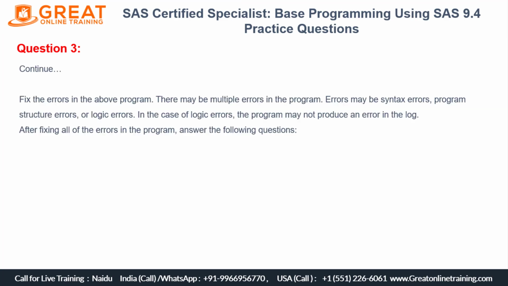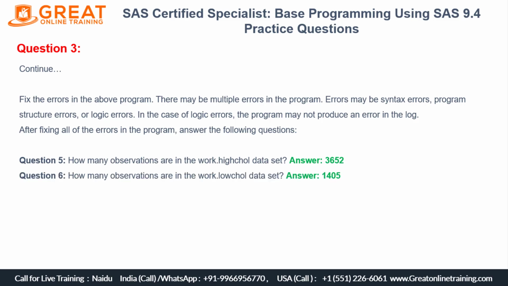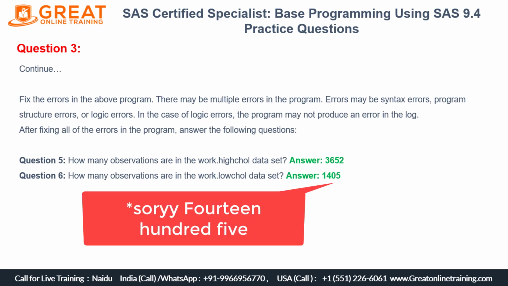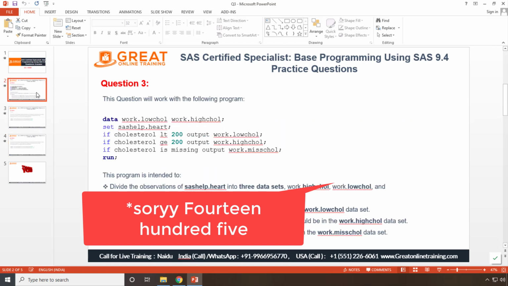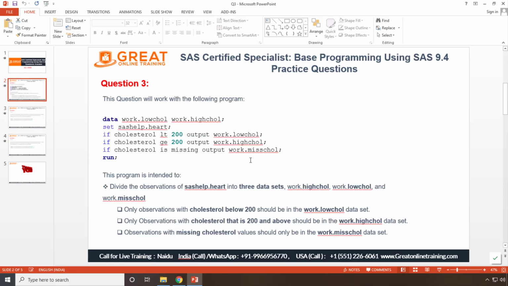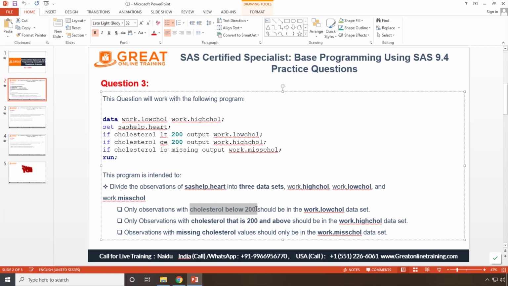So now the answer is, you can see 3652, and for the low cholesterol value we are getting 14,005. Why are we getting 14,005? What is wrong? Why have I made the mistake here? What exactly is the mistake? Okay, for low cholesterol, we clearly said that the cholesterol is below 200.